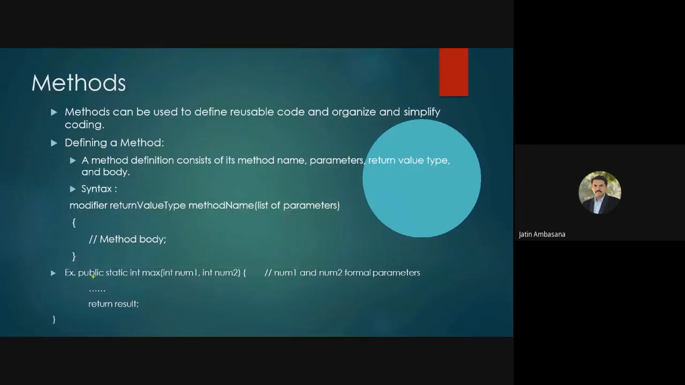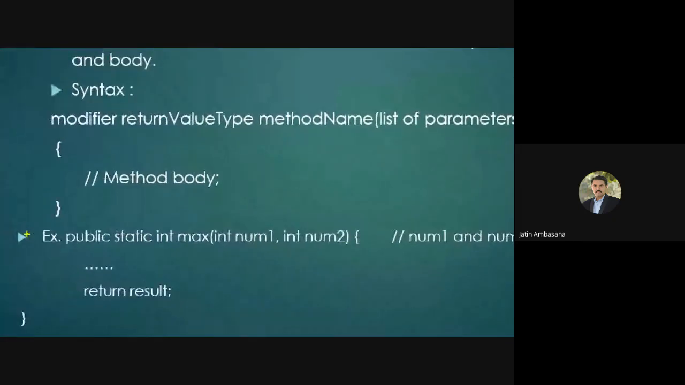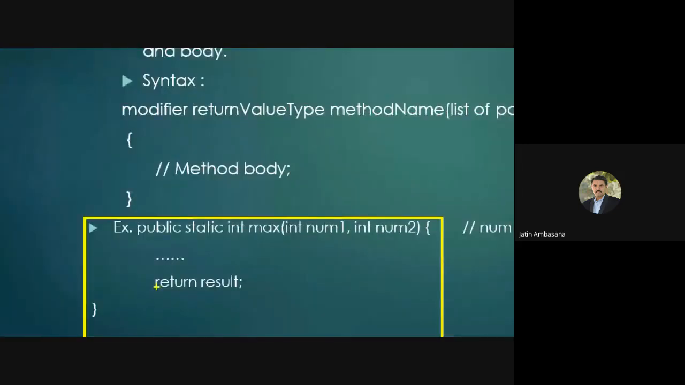So this is how you define it. Check this out. In this example that has been given over here, this public is the modifier, which says that this max method is available publicly. Then there is one more modifier we have added, which is static. That specifies that this is a class method. This method belongs to the class. It does not belong to an object.